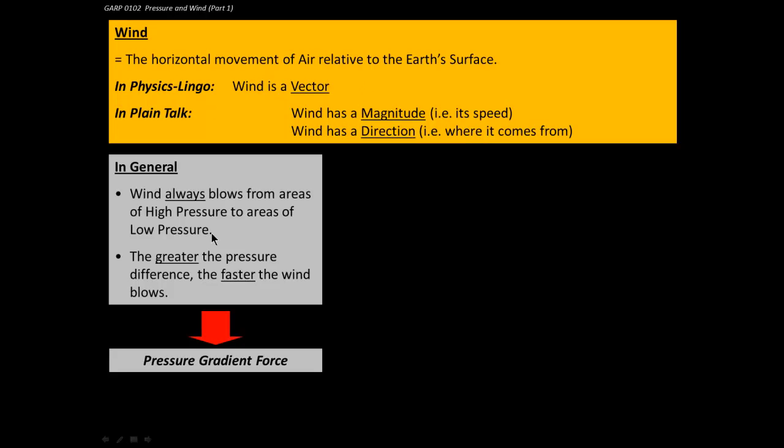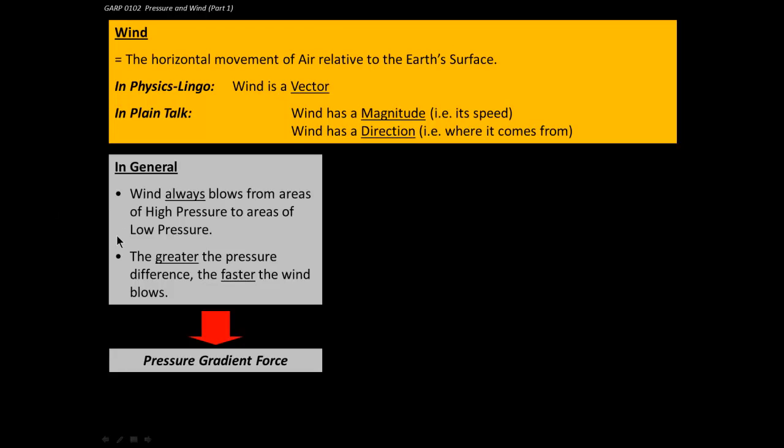In general, here's the gray box. Wind always blows from highs to lows. Wind always blows from areas of high pressure to areas of low pressure. The greater the pressure difference, the faster the wind. That's what we call the pressure gradient force. We will get into that in just a minute. That's the general situation.